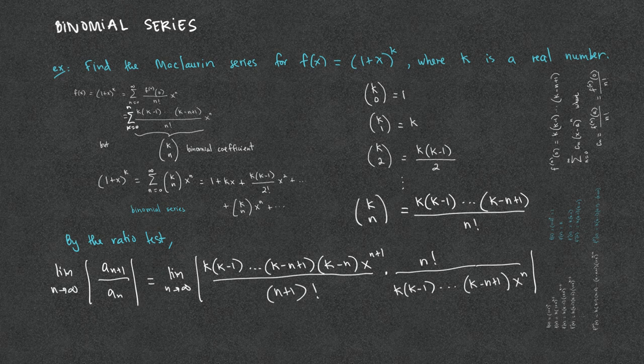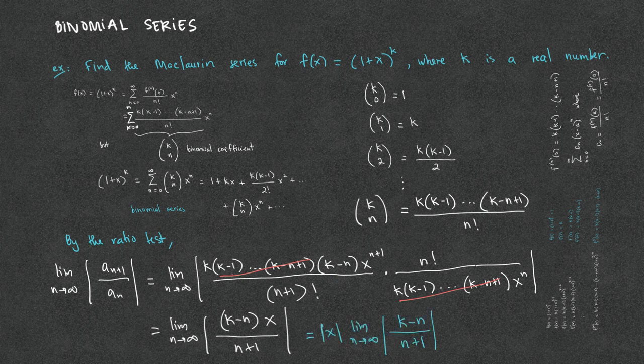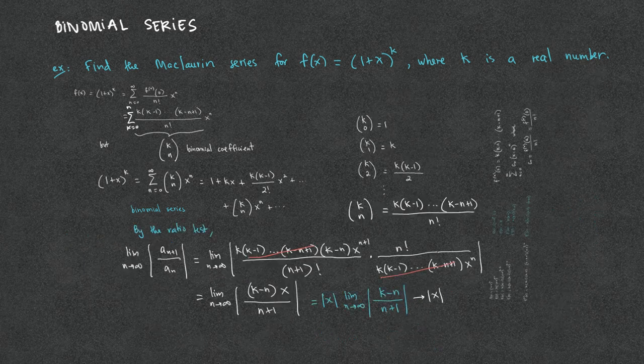We can simplify the coefficient, k minus 1 all the way to k minus n plus 1. We end up with k minus n times x over n plus 1, because x to the n plus 1 is x to the n times x, cancelling out x to the n, and n plus 1 factorial is n plus 1 times n factorial. We factor the absolute value of x to the front of the limit. We end up with the limit of the absolute value of k minus n over n plus 1, which is 1. And so the limit is the absolute value of x, and by the ratio test, this series converges if the absolute value of x is less than 1, or negative 1 is less than x less than 1.